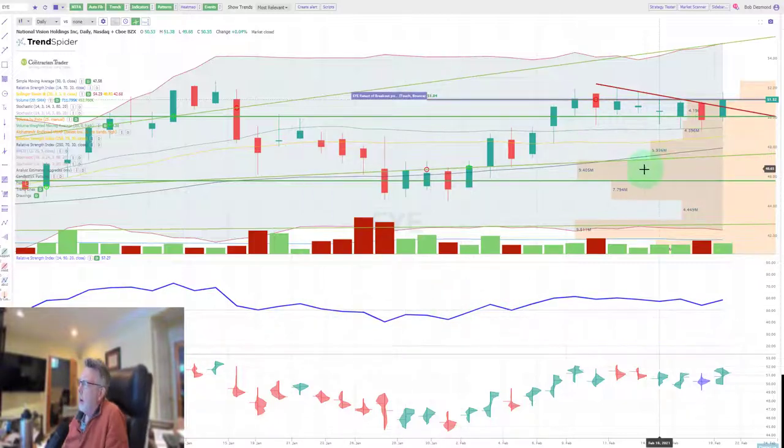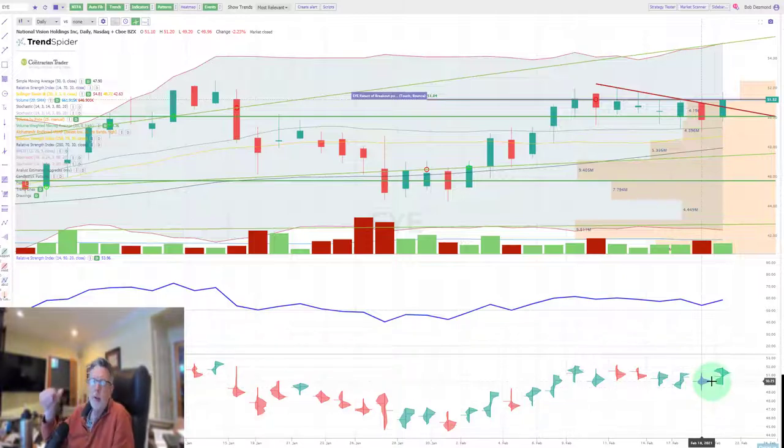Now, another thing to keep in mind is take note of the fact that we consolidated for several days. And then the market sent us a signal. This is a feature called raindrop charting. And I use this to identify potential changes in direction.